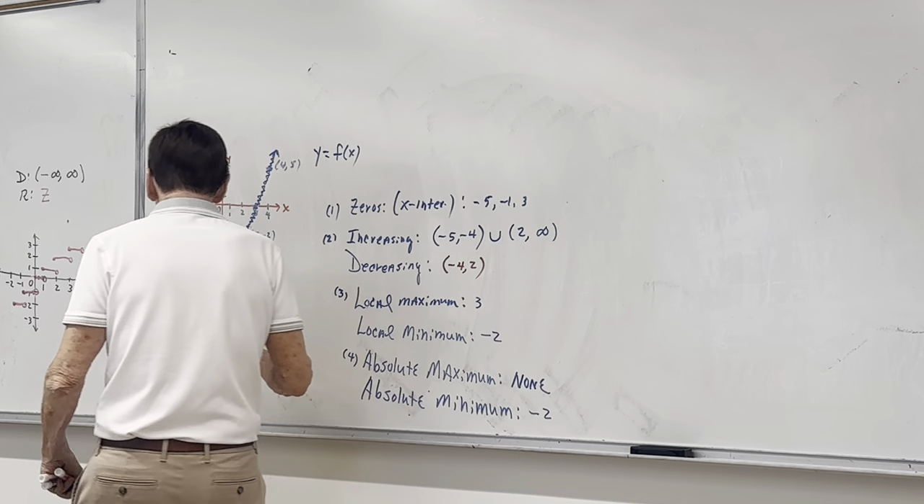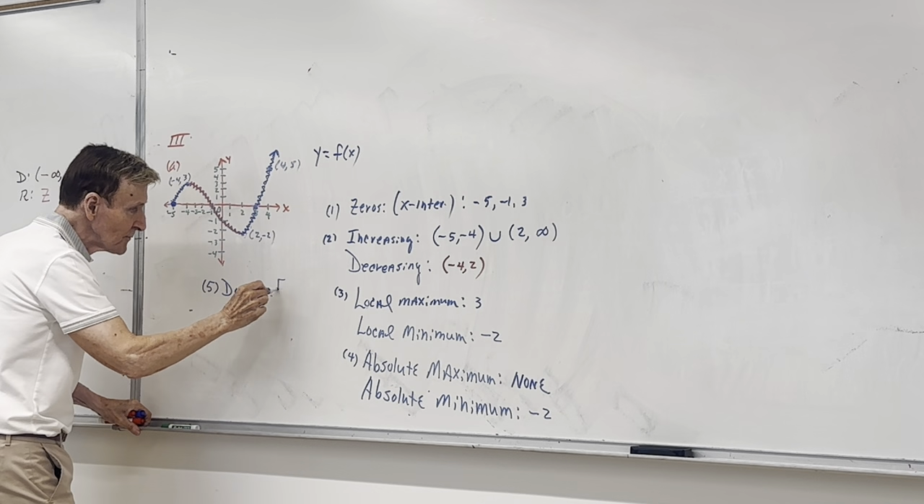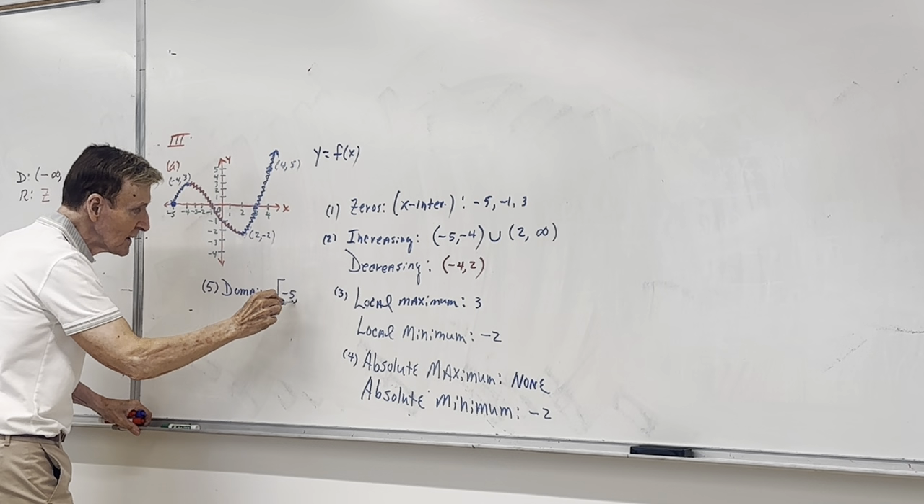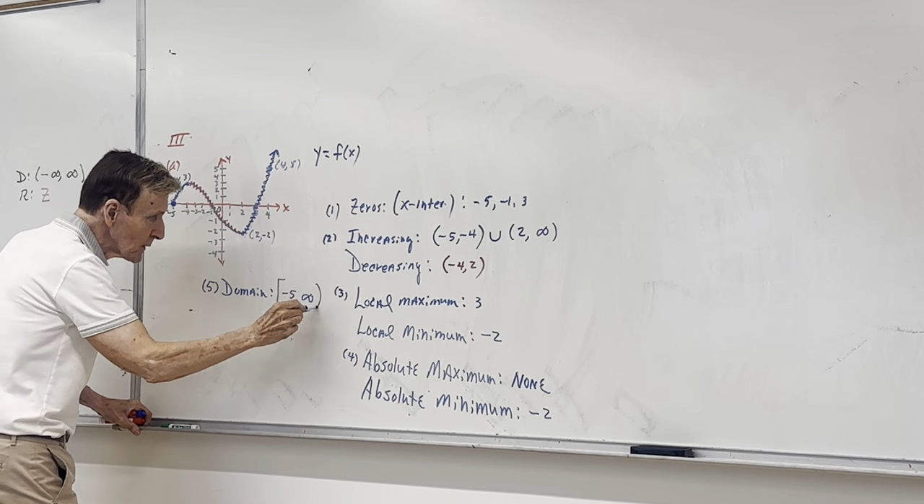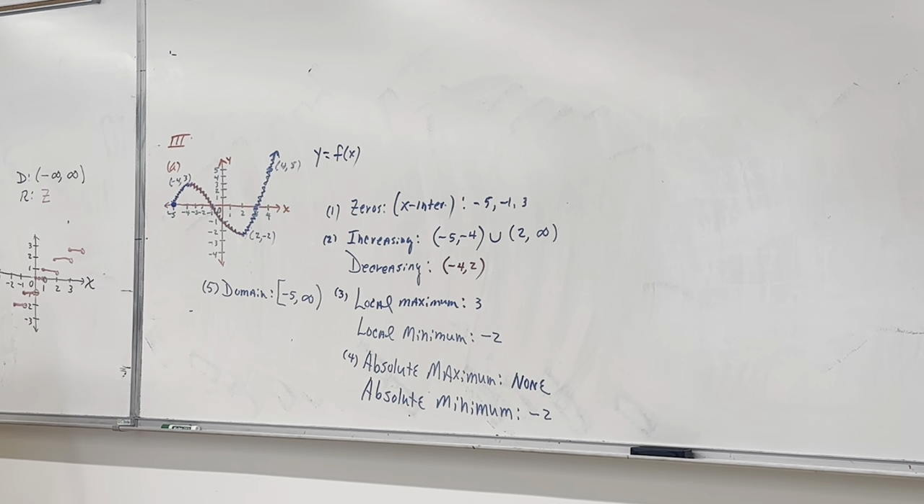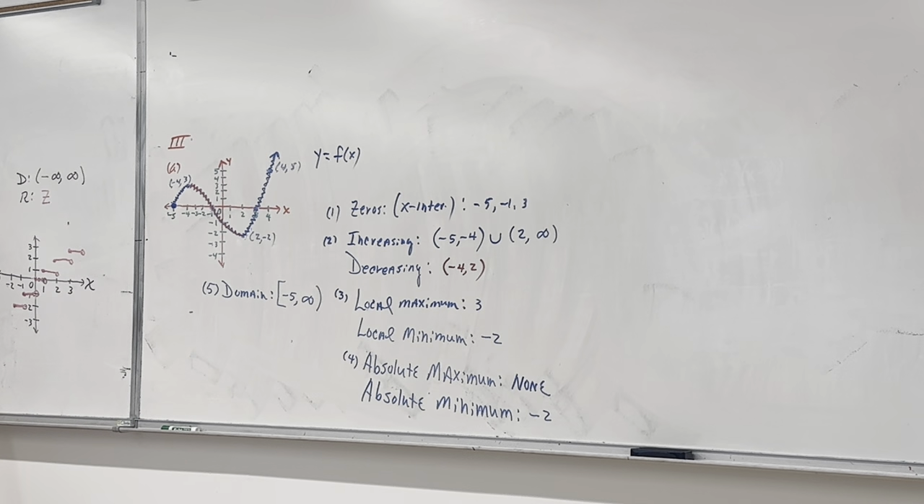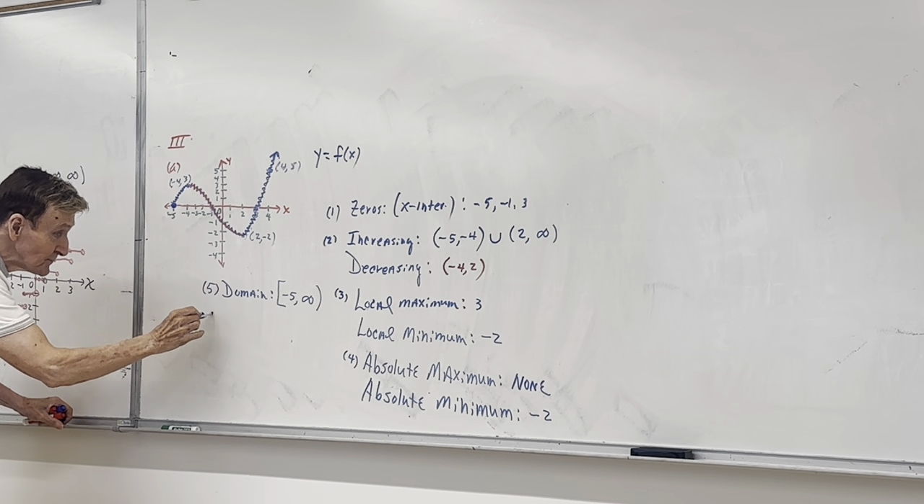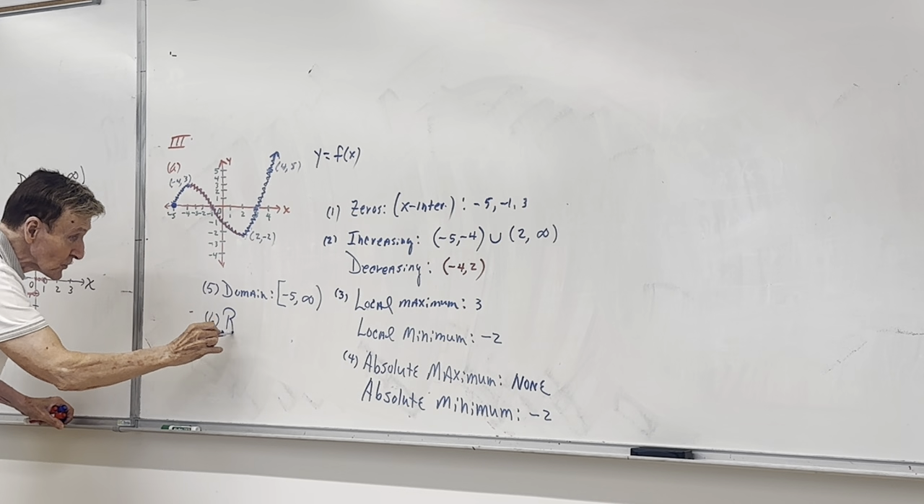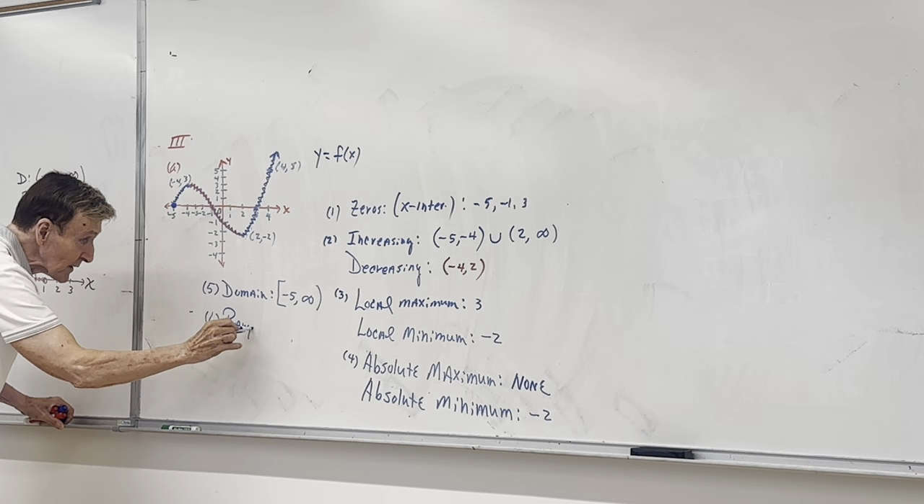Bracket, -5. I'll take that. And she tells me what? Through infinity. From left to right. I agree. Range. On this strange graph that does represent a function.